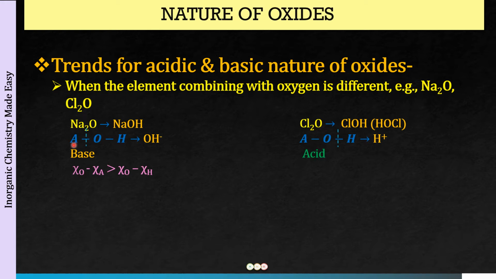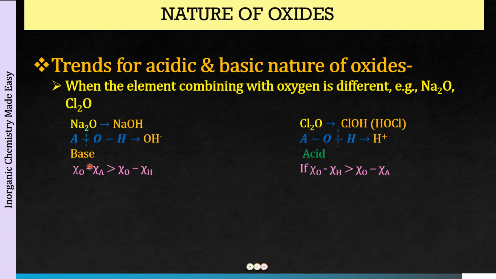What it will be forming is A positive and OH negative. Whereas if the electronegativity difference of oxygen and hydrogen is going to be more than the electronegativity difference of oxygen and the element A, well, then the electronegative pull of oxygen is going to be more on this pair of electrons. It is going to pull the electron pair towards itself. What it will be forming is AO negative, and H positive ions will be released, and therefore this is an acid and this is a base.